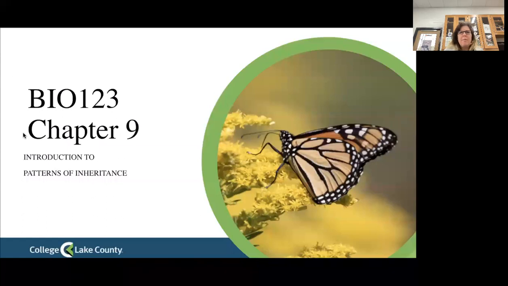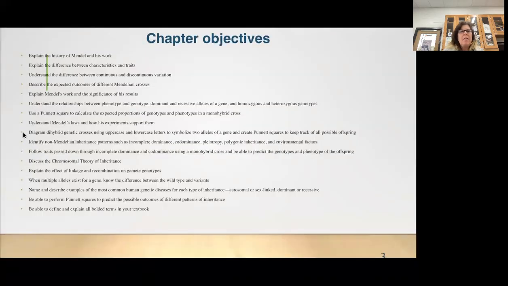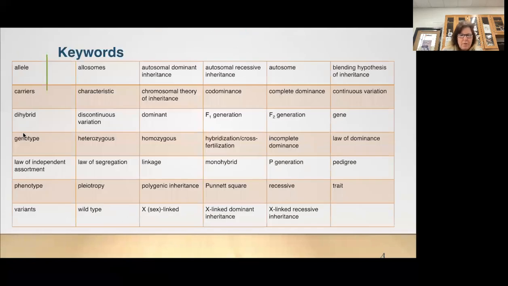All right, so again, we're in chapter 9. Here are all the objectives for the whole chapter. You can read through those. Those are what you should be able to do at the end of this chapter. A lot of vocabulary. Some of it we've already talked about in lab.